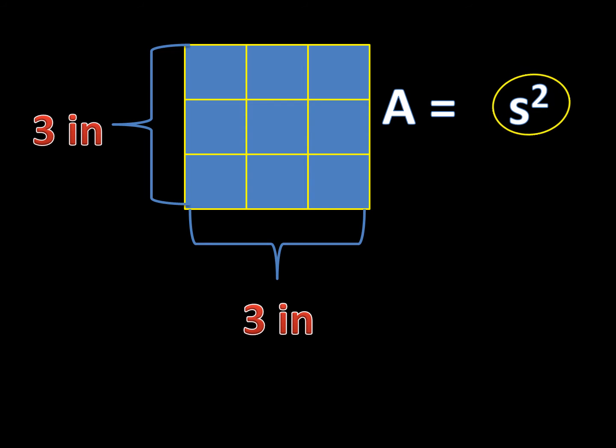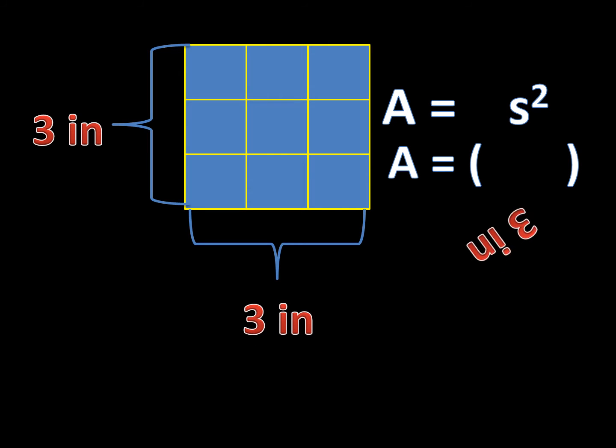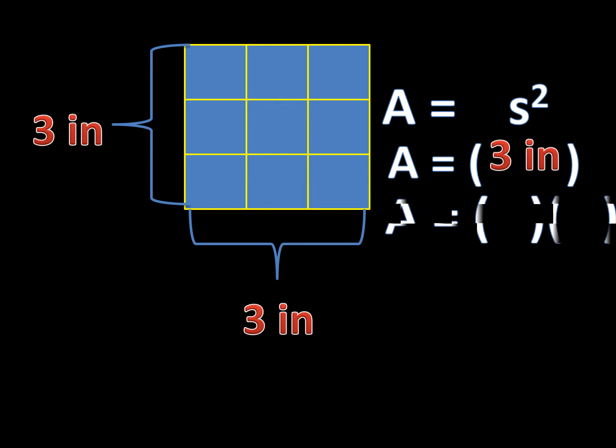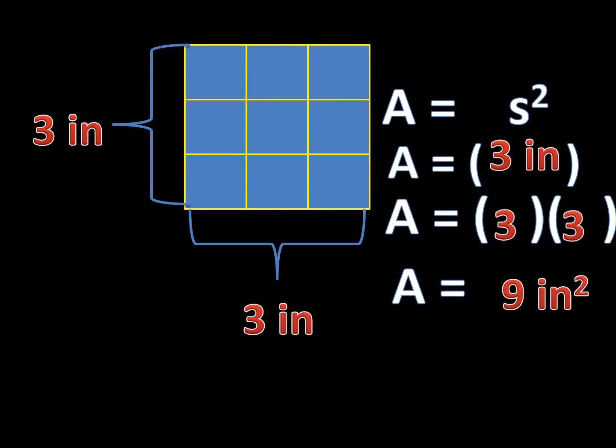Now let's talk about what s squared means. If you look at the square to the left, you see that each side is 3 inches long. To find the area, you substitute the 3 for the s and multiply 3 times 3, which yields 9 square inches. Therefore, the little 2 means that the variable is multiplied by itself. A squared number represents an area.